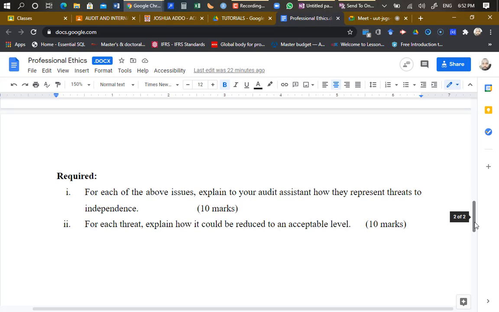So I'm just trying to bring in a small dimension to the question. Because it's a tutorial, it has to be expansive to cover other areas. So requirement I, for each of the above issues, explain to your audit assistant the kind of threat that those issues pose and how those issues represent those threats that you think they pose. And the II part is, for each threat, explain how it could be reduced to an acceptable level.